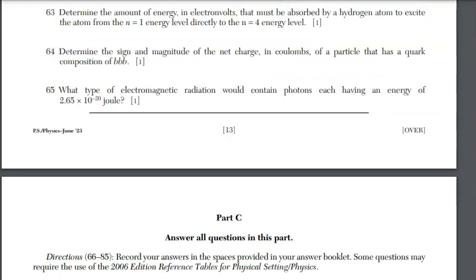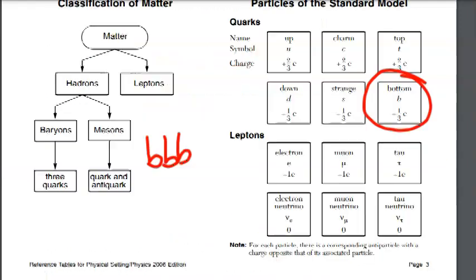Let's take a look at one more here from the June 2023 Physics Regents exam, and that's question 64. Determine the sign and the magnitude of the net charge in coulombs of a particle that has a quark composition of BBB. We need the table now to figure out the charge for each one of those quarks, and then we're going to go ahead and add them up. Double check if they're not in coulombs. We'll switch it to coulombs, and we'll have our answer.